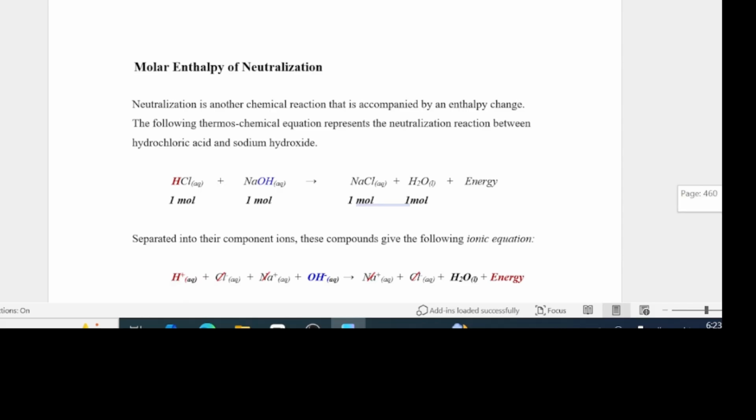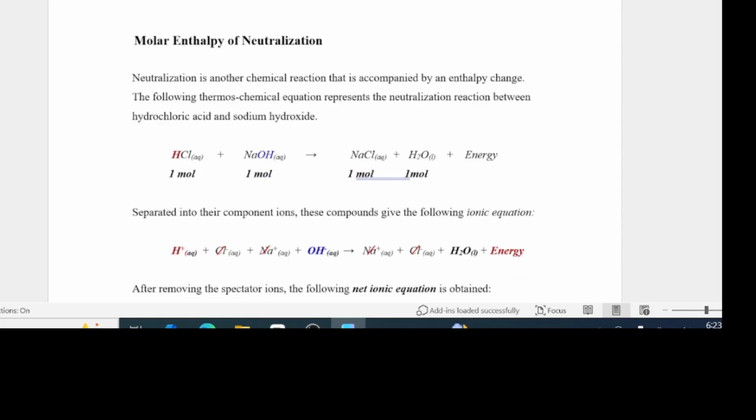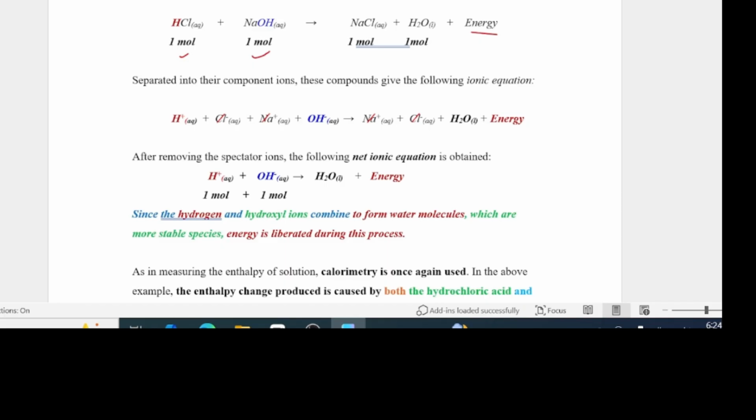Now we shall show how we calculate the enthalpy of neutralization. This thermochemical equation represents a reaction between sodium hydroxide and hydrochloric acid. Here you see they are reacting in a ratio of 1 mole to 1 mole to give a solution of sodium chloride with the evolution of energy. The point of emphasis is this.